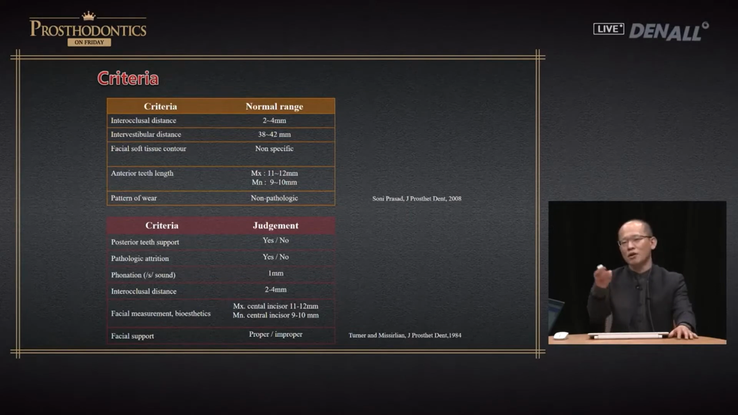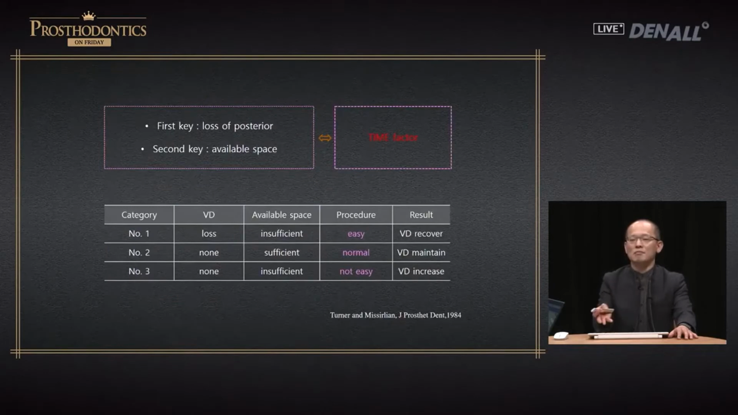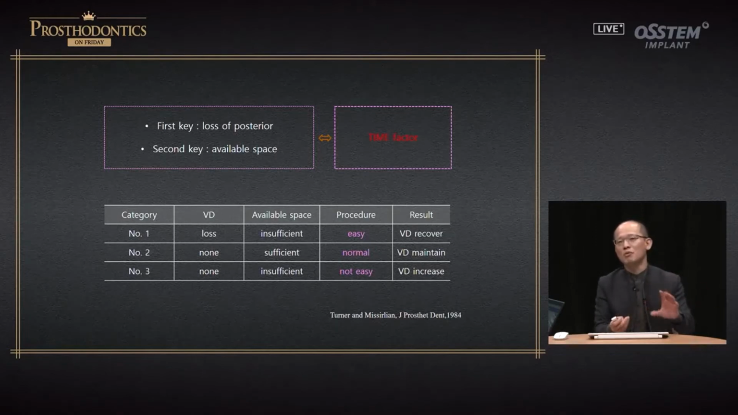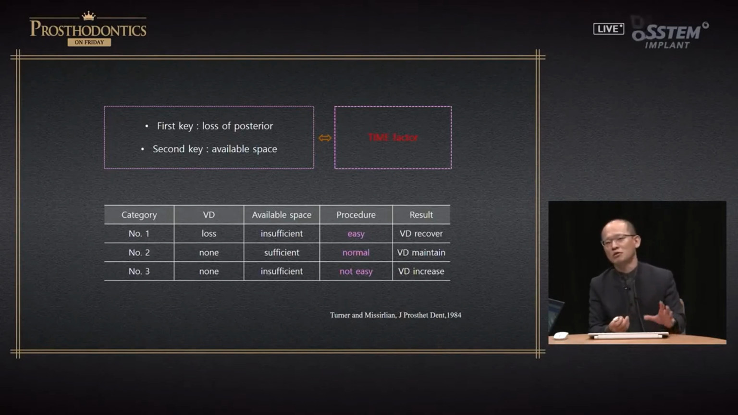So on the right side, these are some of the ranges that you could be taking as a reference. What I would like to say is this is like Turner and Missirlian's article. The categories are for easy reference. What is important is that for full mouth rehabilitation, what is lost on the posterior is important, and that determines whether implant can be effective and whether there's space for rehabilitation.